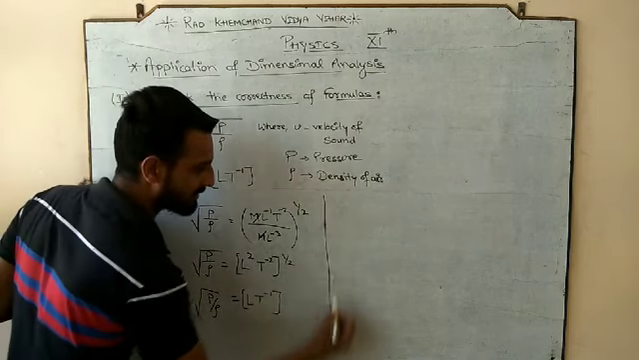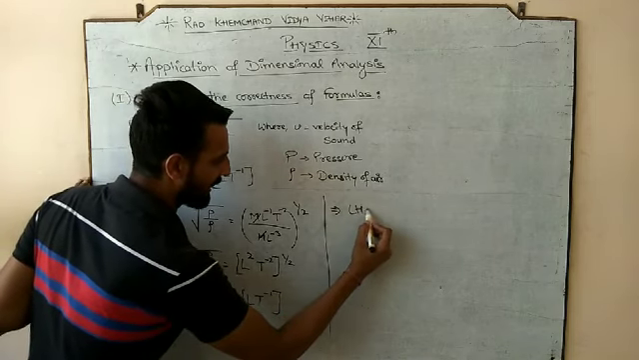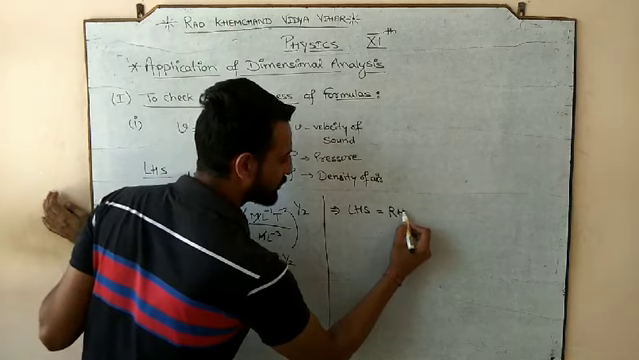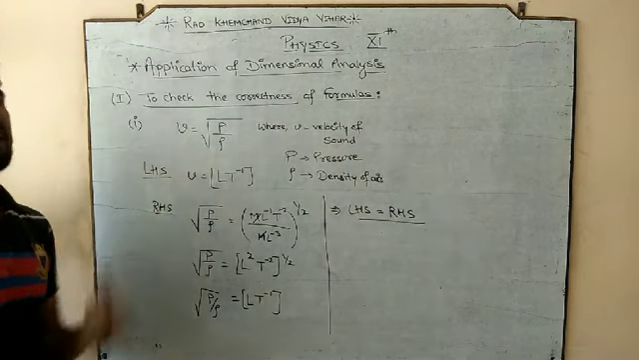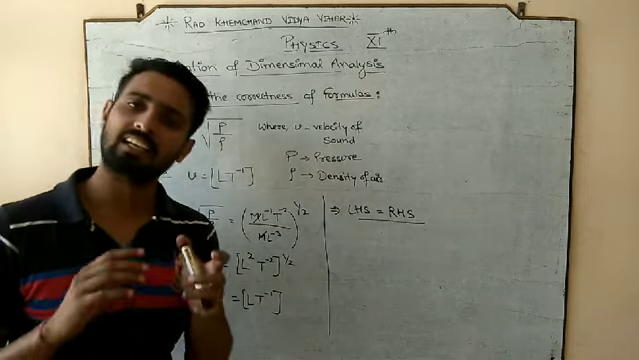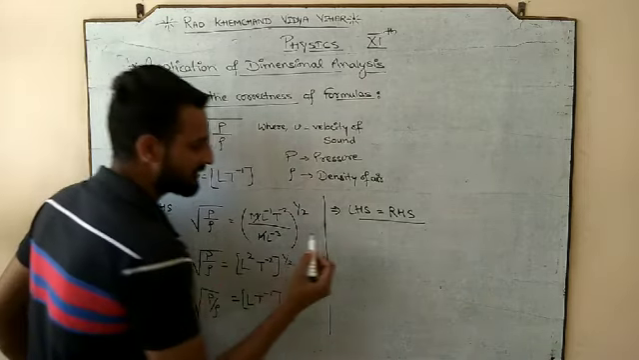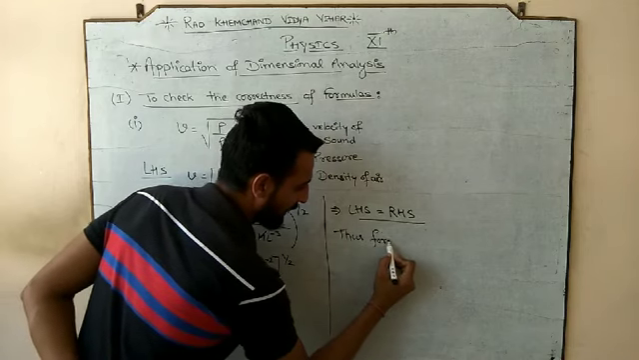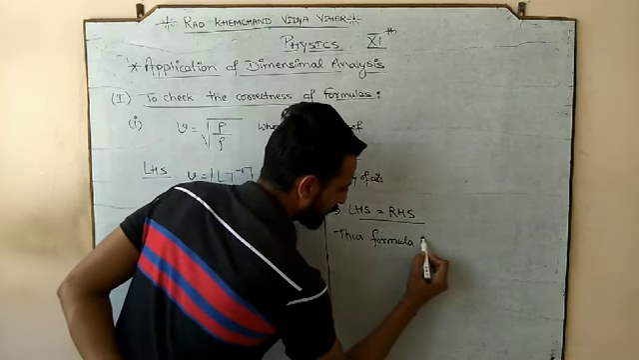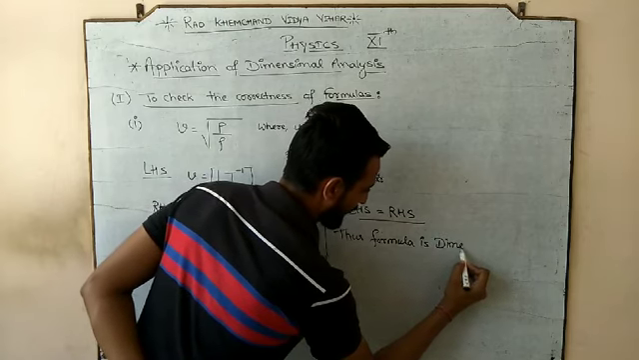So what does it indicate? It implies that the LHS dimension is equal to the RHS dimension. Means the dimension of the left hand side and the dimension of the right hand side are equal. And if the dimensions are equal, thus the formula is dimensionally correct.